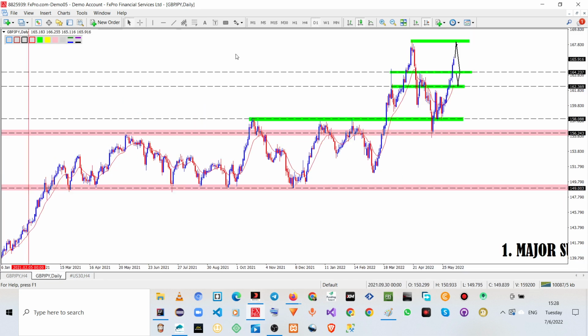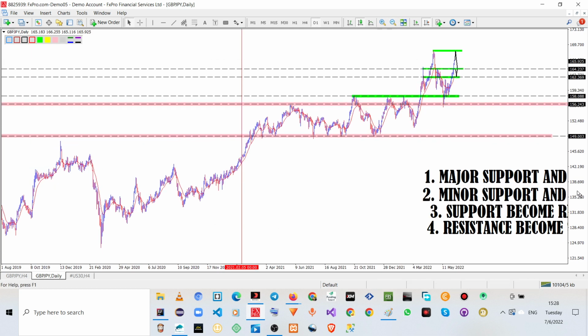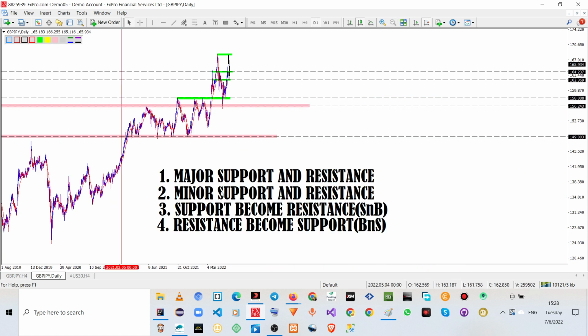So we've talked about the four ways or methods of support and resistance. So guys, I hope you understood what I've just laid out. If you had not, feel free to contact me.